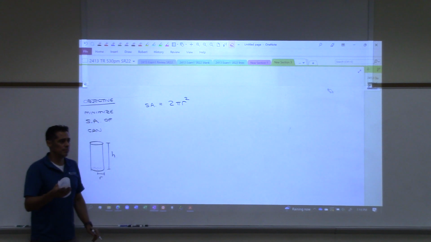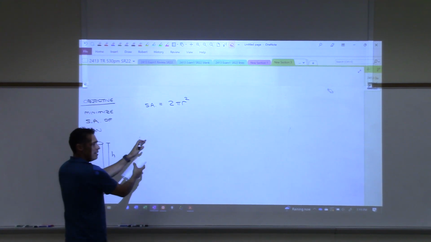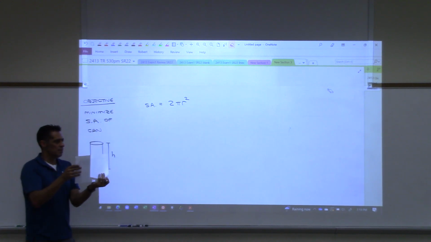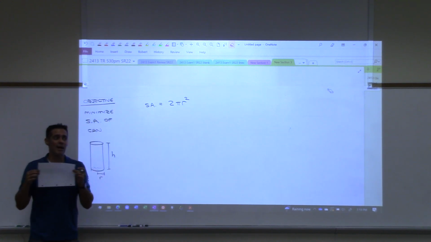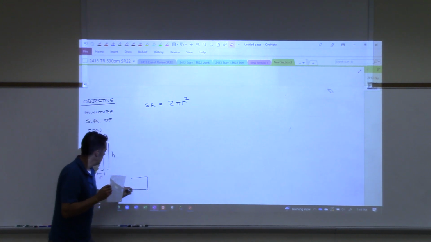You good with that? Now, I'm going to take our can, and I'm going to cut it down the side, and I'm going to lay it open like this. What do you see? A rectangle. Do you know how tall it is? H. Do you know how long this is?